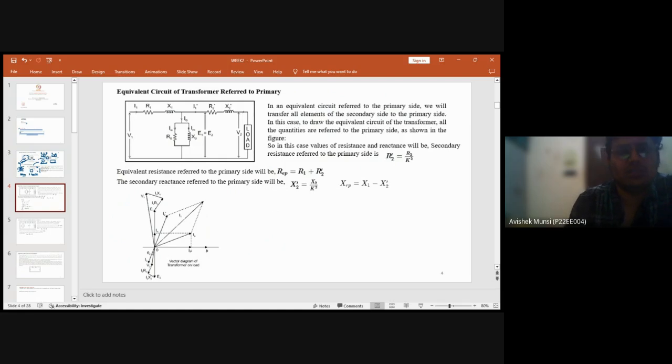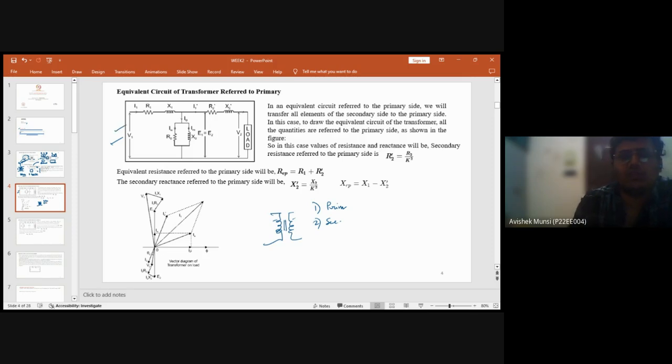Now, I also discussed in the last class that this is the equivalent circuit diagram of the transformer referred to the primary side. While solving the problem, it is not possible for us to solve it while keeping the secondary and primary winding in between, right? For that reason, we either have to refer it to the primary side or to the secondary side. And this will be the equivalent circuit of the primary side.